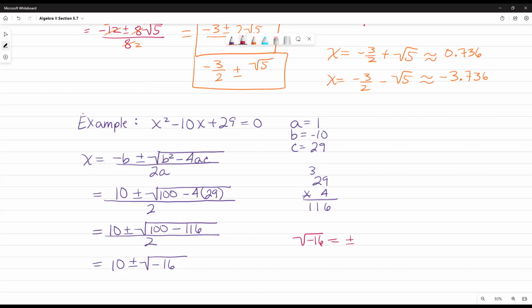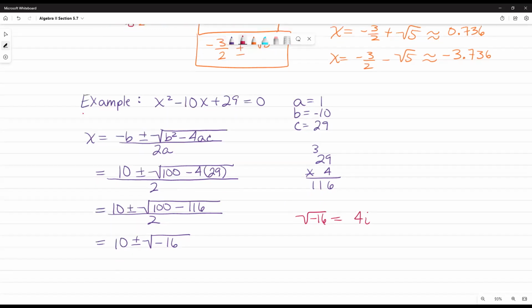Plus or minus, well, it's already got that. 4i. Why is it not -4i? Because the i takes care of the negative. Whenever you pull anything out of a square root, it will never be a negative number. That's included in the plus or minus. So if you ever have an answer option that's negative something i, that's wrong. The i takes care of the negative entirely.